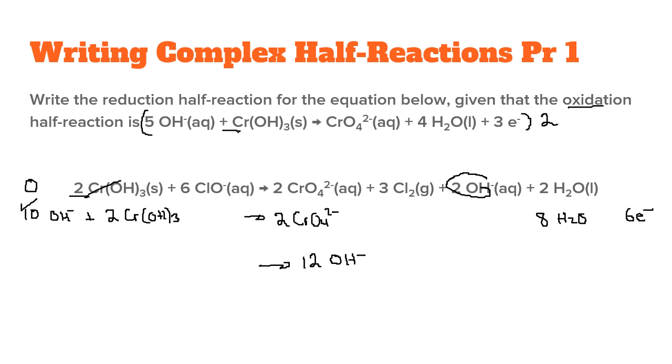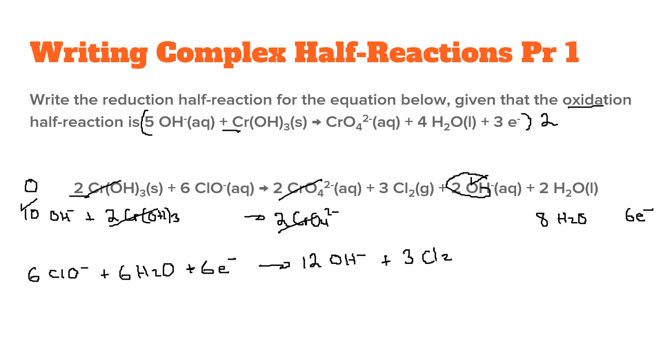2 chromium hydroxide minus 2 chromium hydroxide, that will cancel out. 6 ClO negative, stay there. Now the chromate cancels out, 2 minus 2. And on the product side, we have 3 chlorines. We already took care of the hydroxide. Now here we have 2 waters minus 8 waters is negative 6. So that means we have 6 on the opposite side of the reactant. 6 H2O here on the reactant side. And 0 minus 6 electrons means we have plus 6 electrons on the opposite side.